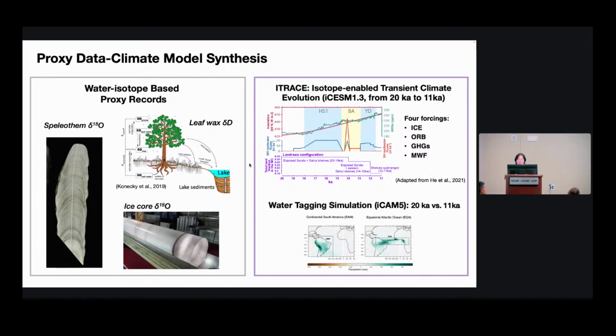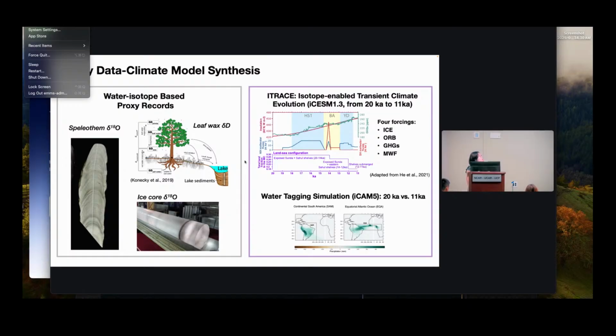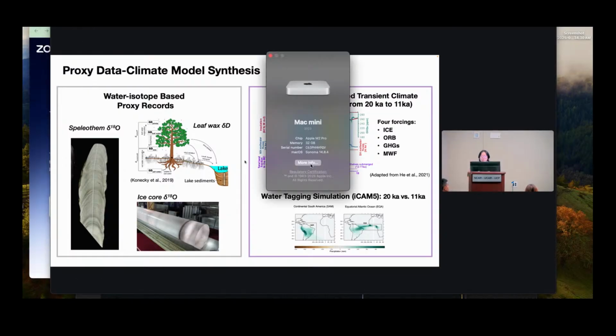And to further investigate how hydrological processes impact the water isotope signal, we conducted two water tagging simulations for the last glacial maximum and early Holocene using CAM5. We have 25 regions in total, and since we're focusing on the local forcing and tropical Atlantic impact, here we're focusing on two regions. One is continental South America, and one is the equatorial Atlantic Ocean. We can see both of these regions contribute substantially to the precipitation in tropical South America.